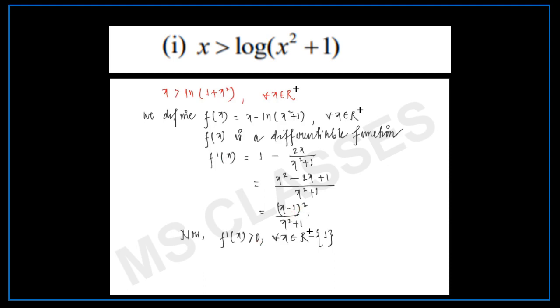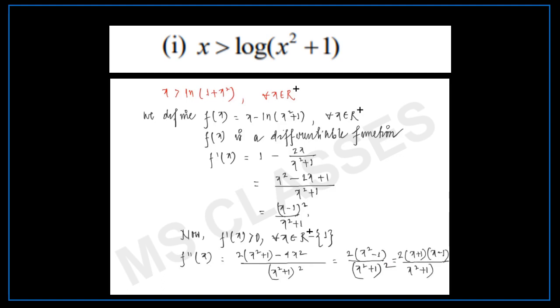We find after this f double dash x. What we get? It is ((x square plus 1) into 2 minus 2x into 2x)/(x square plus 1) whole square, which equals 2 into (x square minus 1)/(x square plus 1) whole square. This is f double dash x. Now this can be further simplified as 2 into (x plus 1) into (x minus 1) divided by (x square plus 1) whole square.